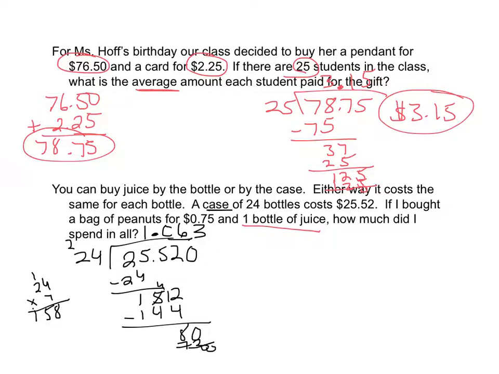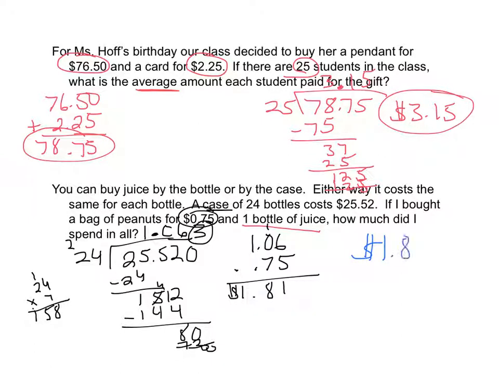At this point, because we're doing cost, you typically are going to round to the nearest hundredth. So since the 3 tells us to round down, on average we'd pay $1.06 per bottle, but then I also have the 75 cents I paid for my bag of peanuts. So I'm going to line up my decimal points and add that up. So in the end, for both, I would have paid $1.81 for my bottle of juice and my bag of peanuts.